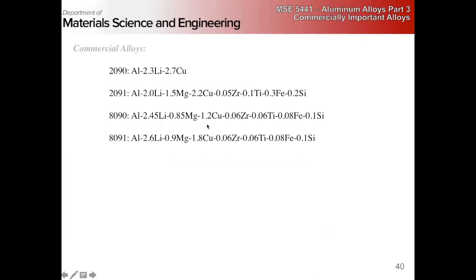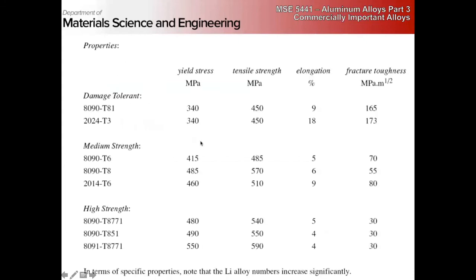So here are some of the different alloys and their compositions. Properties that you get out, right, and you can see we get pretty high yield strengths, right, with reasonable fracture toughness, right? So you can have high strength alloys, but you can also have damage tolerant alloys, right? 8090 T81, look at the very high fracture toughnesses. The trade-off is then we reduce our yield strength and our ultimate tensile strength in these alloys for the trade-off in toughness.